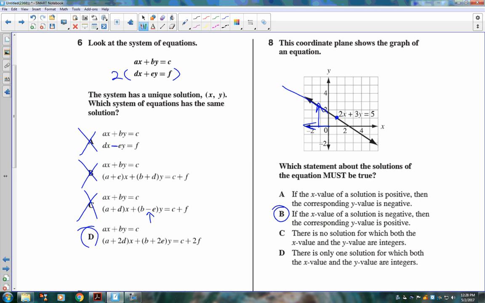There's no solution for which both x and y are integers. Well, that's not true. You can find integers right there. That's 4, -1. And C, there is only one solution for which both x and y are integers. No, there's many solutions where x and y are both integers. Here's one, and of course it keeps going on and on, so there's many of those. B is the only solution.